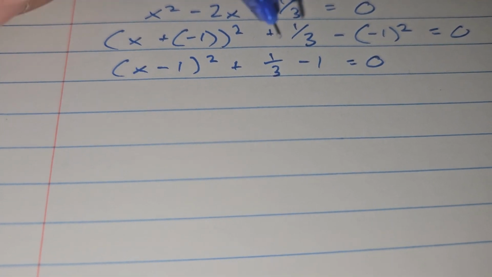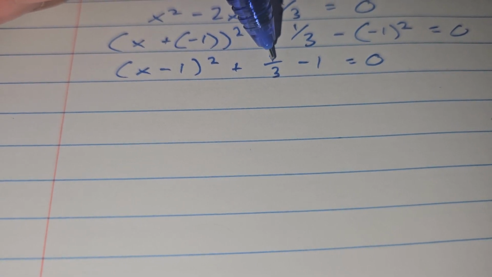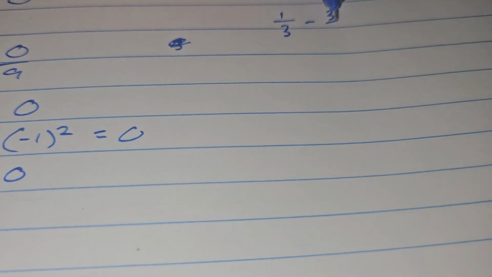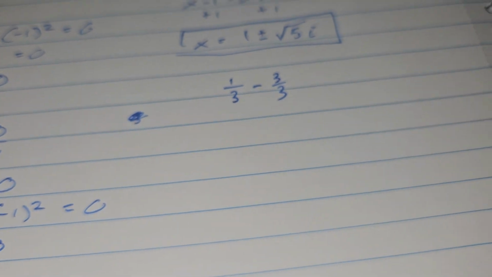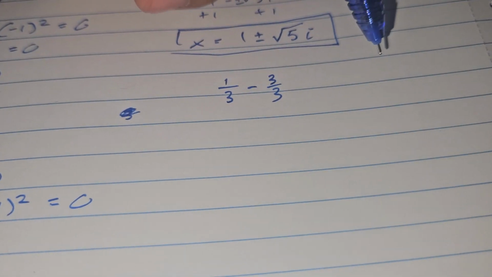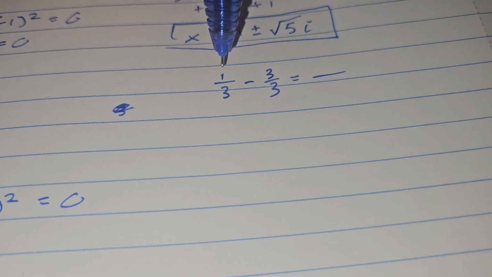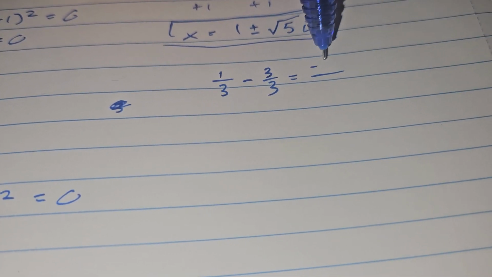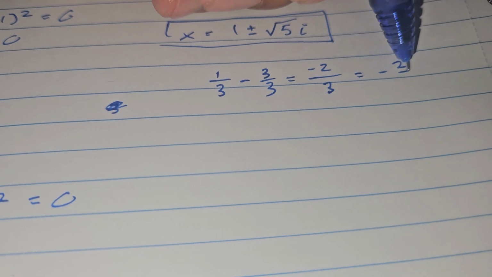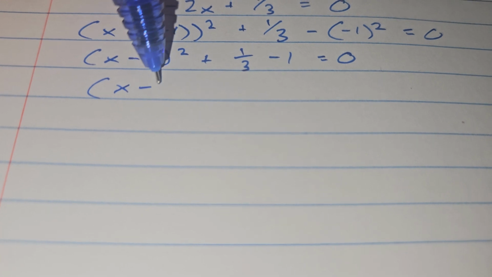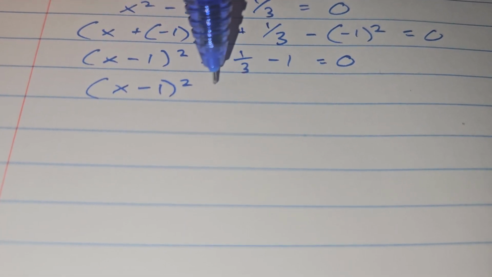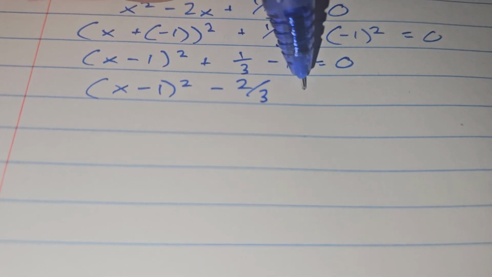And now let's go ahead and solve this problem. 1 over 3 minus 1. So let's see how we do this. 1 is basically 3 over 3 when you want a common factor. I'm not going to go too much into common factors or fractions right now. So this is how we do it. 1 minus 3, that's negative 2/3. Okay, so now we have x minus 1 squared, negative 2/3 is equal to 0.